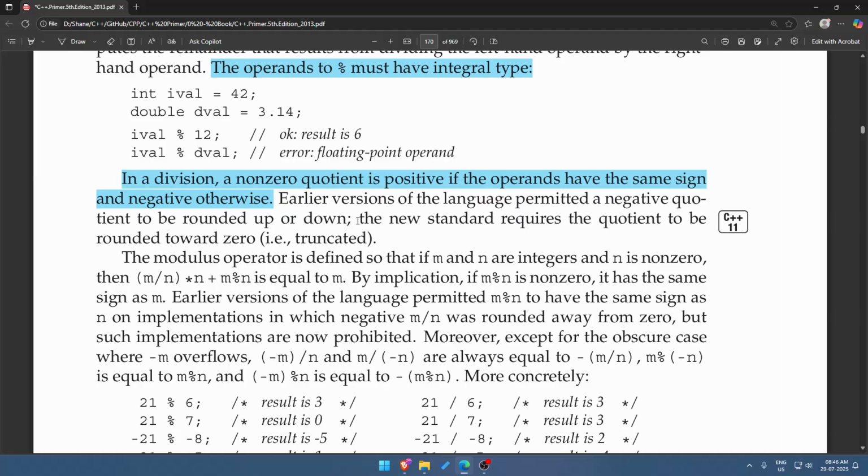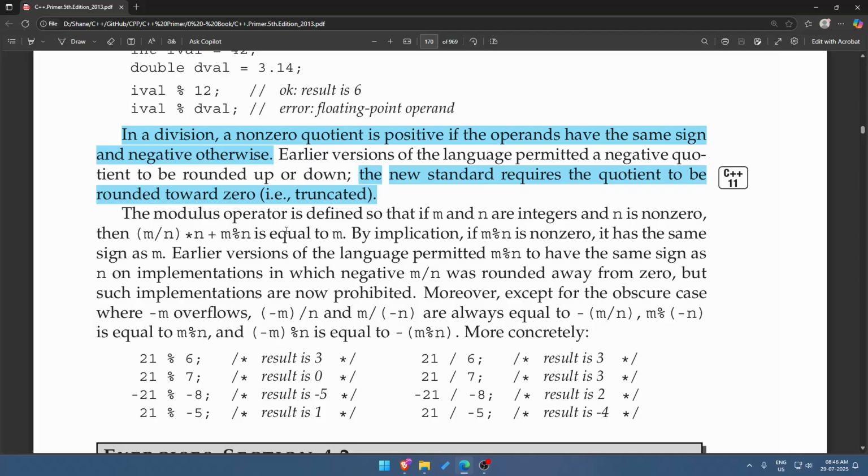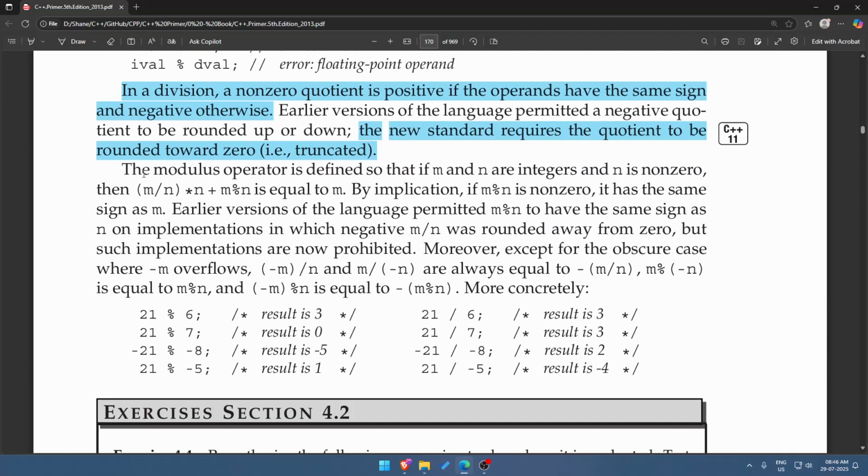I don't get this, but we'll see. The modulus operator is defined so that if m and n are integers and n is non-zero, then (m / n) * n + m % n is equal to m. By implication, if m % n is non-zero, it has the same sign as m. Earlier versions of the language permitted it to have the same sign as n, depending on the implementation.